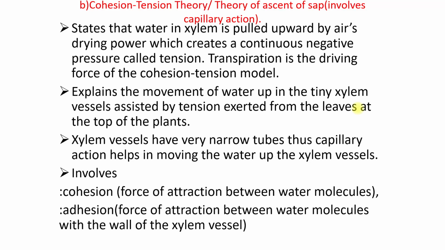This theory explains the movement of water up in the tiny xylem vessels, assisted by tension exerted from the leaves at the top of the plant. And xylem vessels are very narrow tubes, so capillary action helps in moving the water up the xylem vessels. And as I mentioned earlier, this cohesion tension theory involves cohesion, which is the force of attraction between water molecules, and adhesion, which is the force of attraction between water molecules and the wall of the xylem vessel.